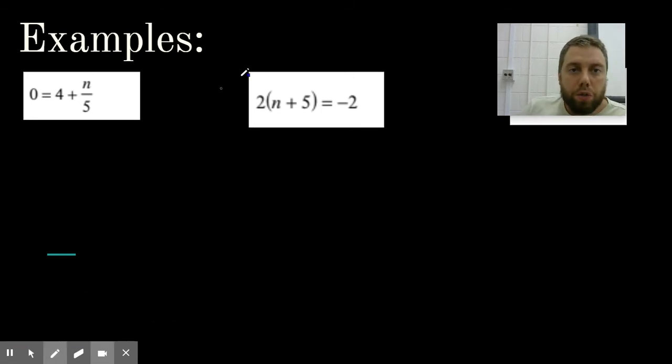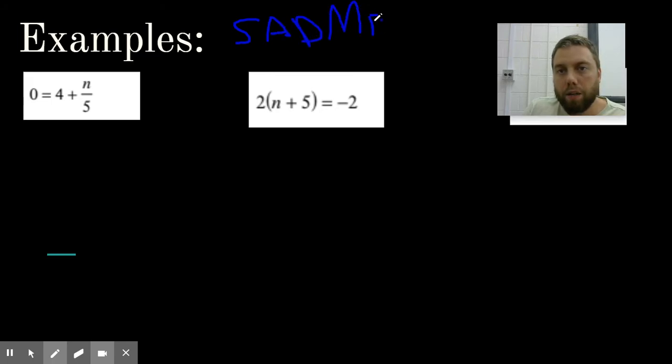Now, using our SADMEP, right? We are going to use addition, subtraction first. So this 4 right here is what we need to get rid of first.